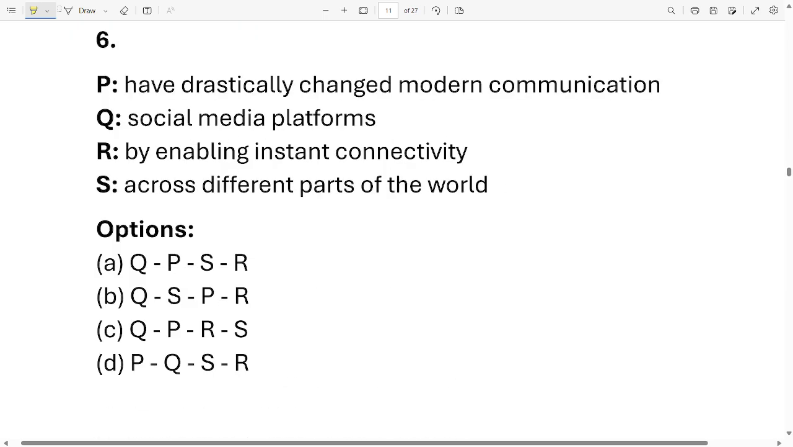Okay, next set of sentences: have drastically changed modern communication. Social media platforms. By enabling instant connectivity across different parts of the world. Now rearrange it into proper order.